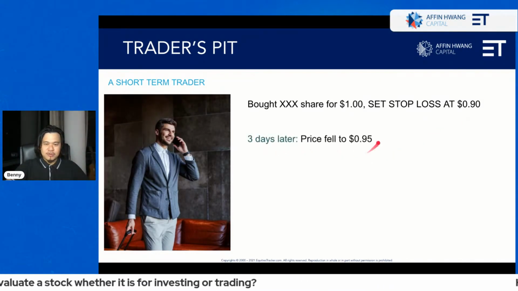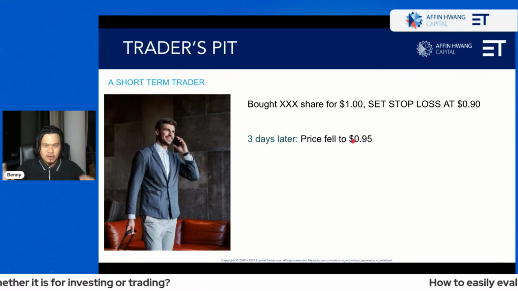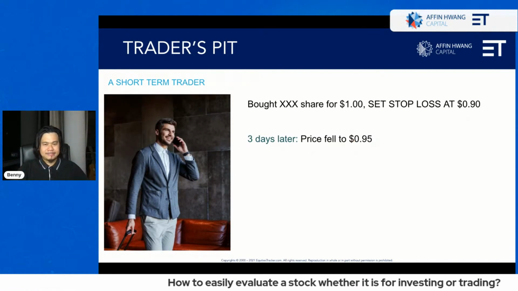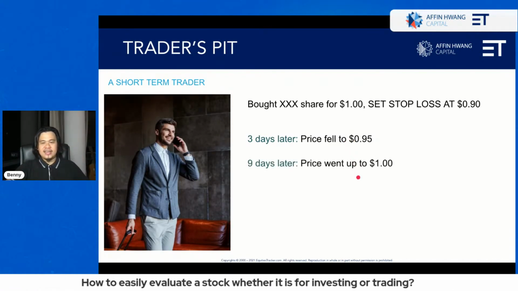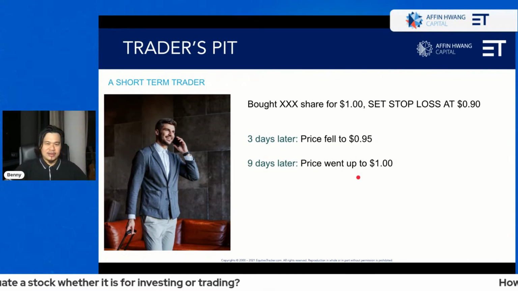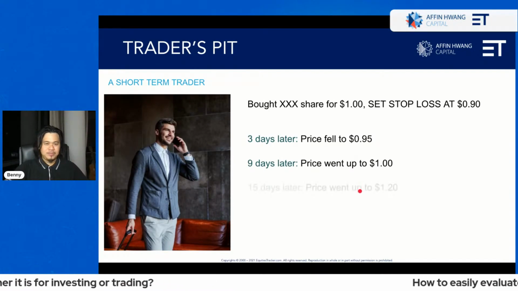So 3 days later, the price fell to 95 cents. Okay, not a problem because I set my stop loss at 90 cents. It hasn't gone down to 90 cents, so I will not sell. All right. And then 9 days later, the price went back up to $1. So it comes back to break even. So I'm okay, not so bad.